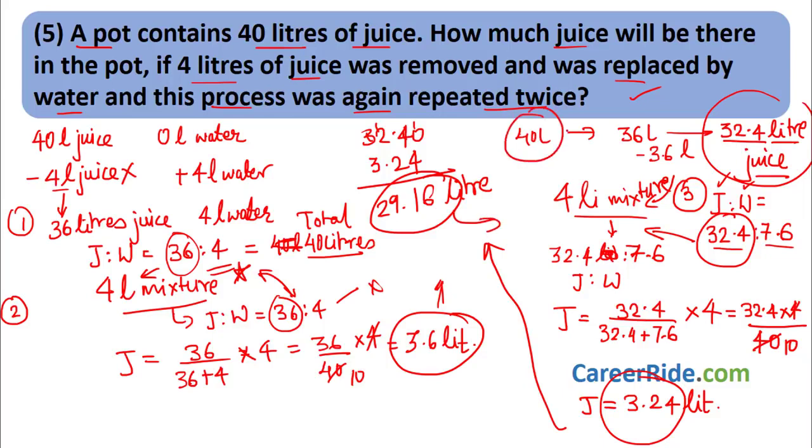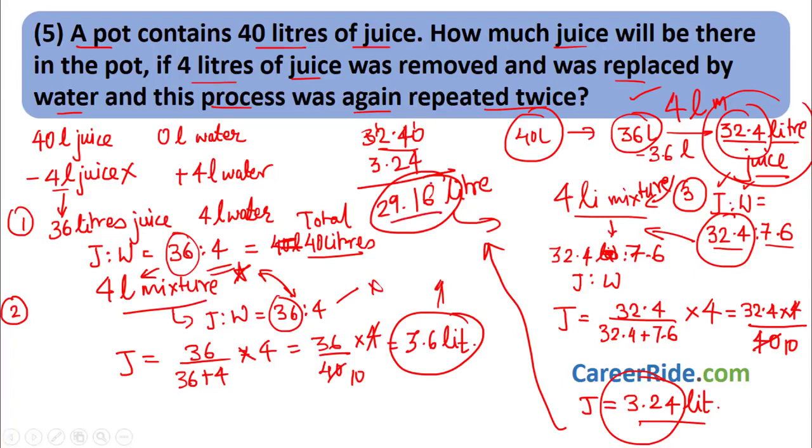Initially it was 40 liters, then we removed 4 liters at start, so we got 36 liters of juice. Then we removed 4 liters of mixture. In that 4 liters, the juice was 3.6 liters, water was 0.4 liters. Then we removed 3.6 liters, so how much juice would be left? 32.4 liters. Total was 40 liters of mixture, in that 32.4 liters was juice. Out of that again we removed 4 liters of mixture. So that 4 liters had 3.24 liters of juice. So the final quantity of juice left was 32.40 minus 3.24, that is 29.16 liters.